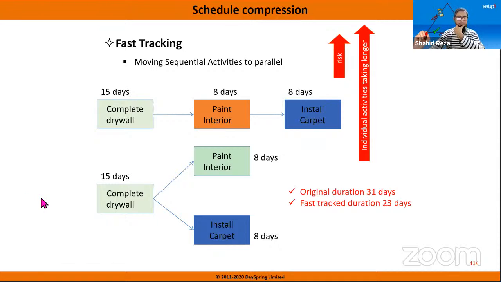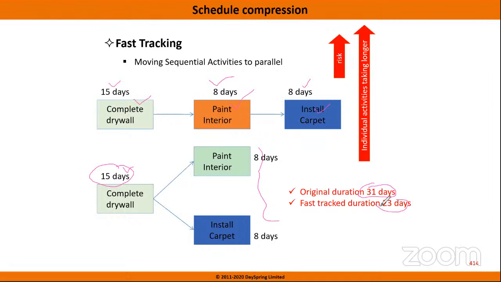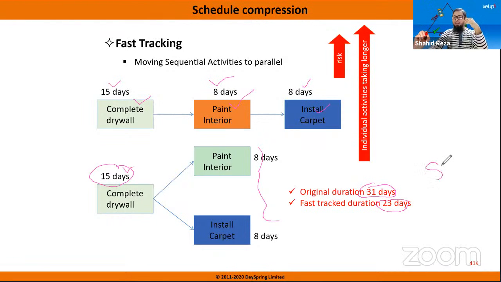For example, if you see here, we have earlier planned that these three tasks we will do serially: complete drywall, paint interior, install carpet. So it will take 15 days, 8 days, 8 days. That means it will take 31 days, right? But now we have to compress. So after this 15 days task, these two tasks that we earlier planned serially, now we are doing parallelly, right? So when we are doing parallelly, then what happens? 15, 23 days. This is 23 days, right? So that's why we can reduce 8 days. This technique is known as fast tracking.